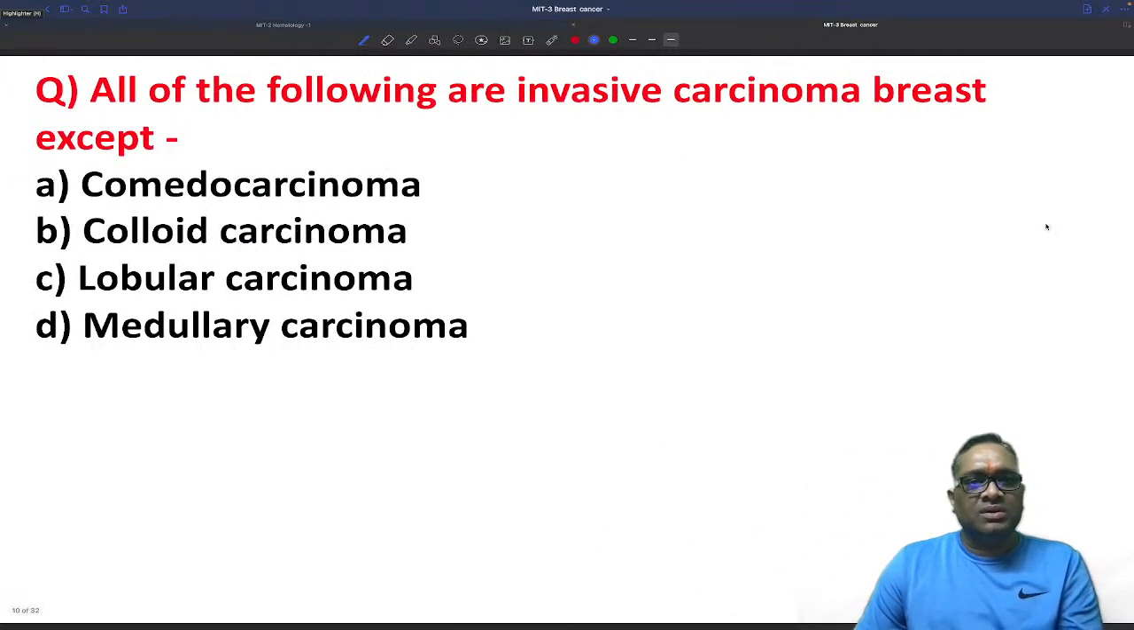Now coming to the next question. All of the following are invasive carcinoma of the breast except. All of the following are invasive carcinoma of the breast except: comedo, colloid, lobular, medullary.